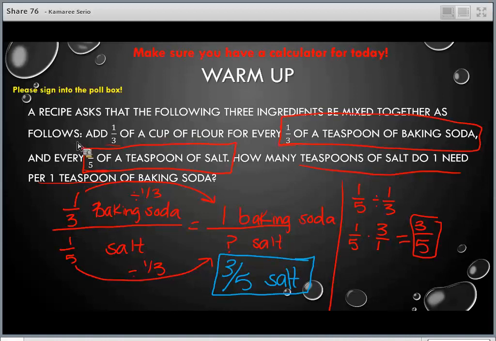So yes, it gave us this 1/3 cup of flour, but since that wasn't a part of the question, we're actually not even using that. So that's just information they give us to kind of try and throw us off.